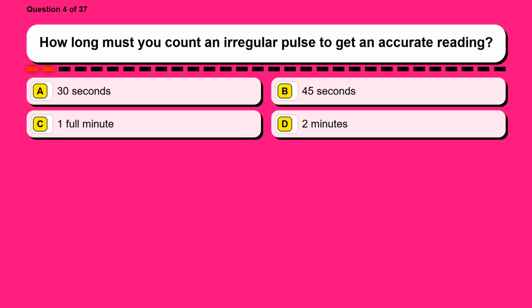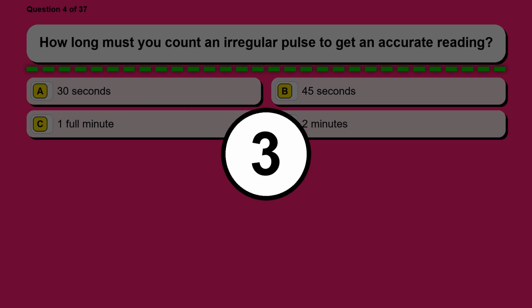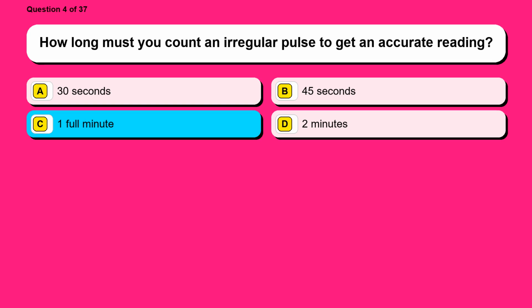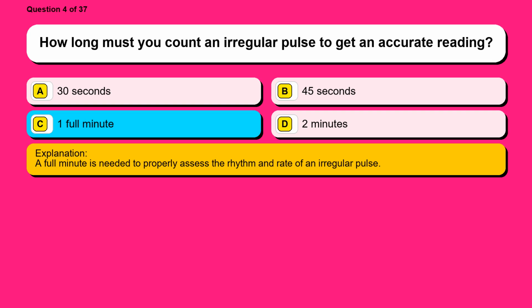Question 4. How long must you count an irregular pulse to get an accurate reading? Option A, 30 seconds. Option B, 45 seconds. Option C, 1 full minute. Option D, 2 minutes. The correct answer is option C, 1 full minute. A full minute is needed to properly assess the rhythm and rate of an irregular pulse.